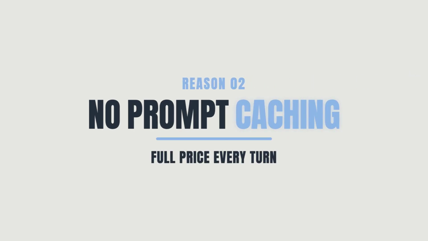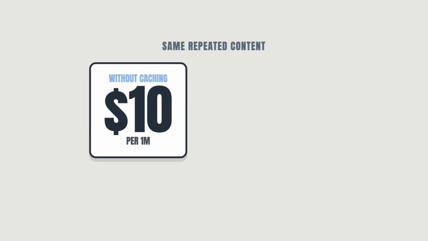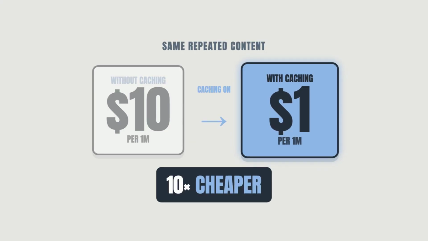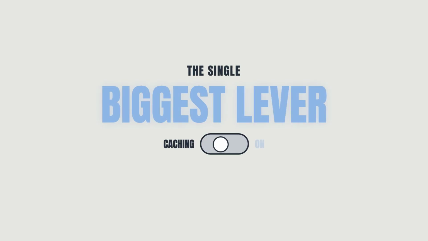Reason two, you're not using prompt caching. So if you're paying full price every single turn, if you're sending the same system prompt, the same instructions, or the same reference documents on every call, and you're not caching them, you're paying the full $10 input rate every time for content that never changes. With caching turned on, the same repeated content drops to roughly $1 per million tokens instead of 10. That's not a small optimization. That's the single biggest lever most people are leaving on the table.